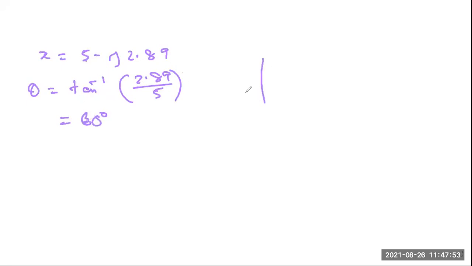Okay. So which quadrant is it lying in? It is positive on the real part and minus j 2.89 is here, so the point may be here. Yes or no? It will be in the fourth quadrant. This is your real axis and this is your imaginary axis. Have you understood this? The point will lie here, in the fourth quadrant. So what will be the angle?